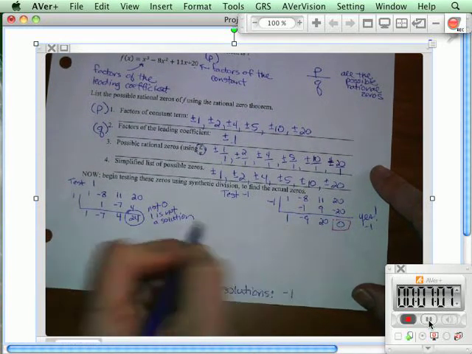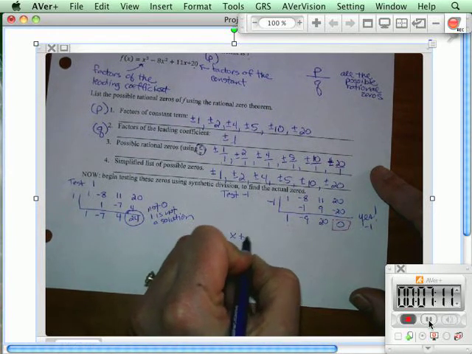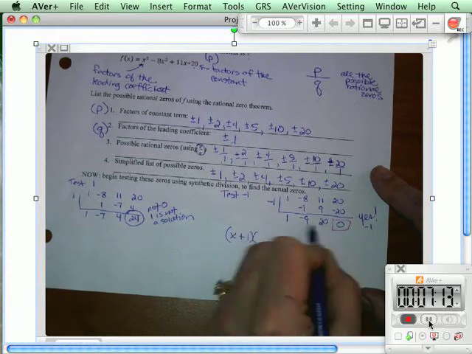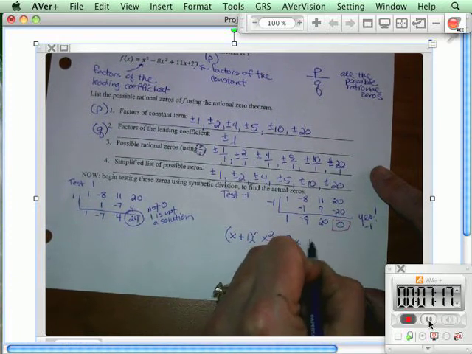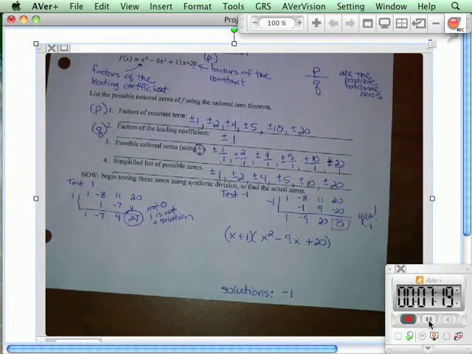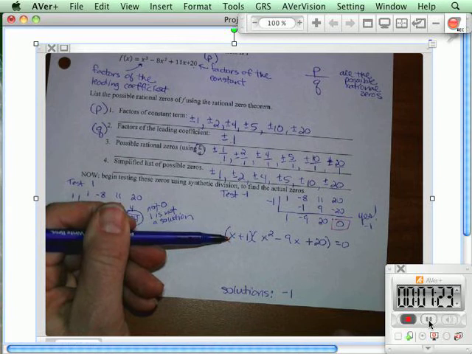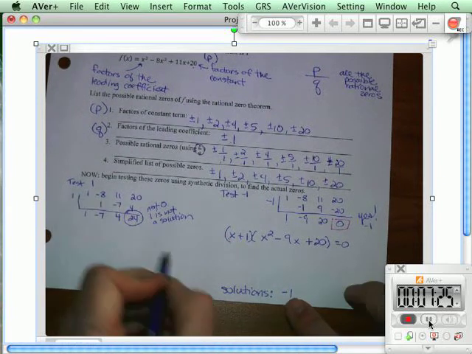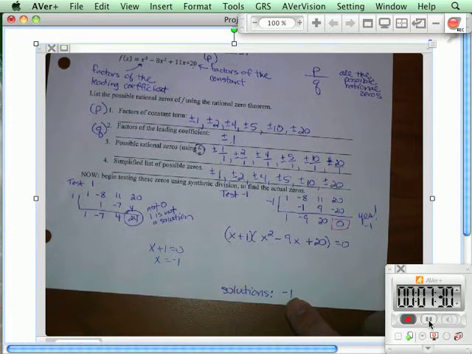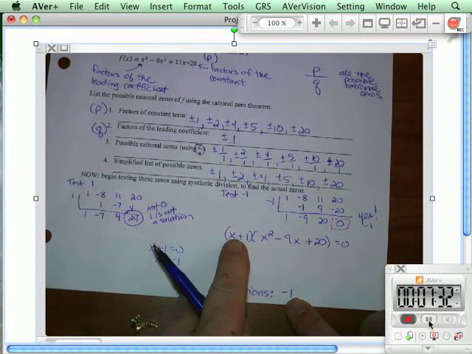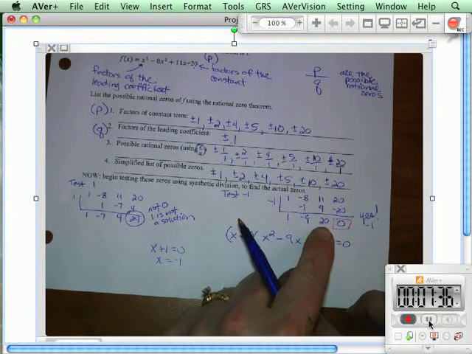-1 is a solution, which means as a factor it's going to be written x plus 1. And then I'm going to write this trinomial here, x squared minus 9x plus 20, and all of that equal to 0. Now remember, this is the factor for this solution, because if I was to set that equal to 0, it would equal -1. So I just wrote that as a factor there. And then I wrote what I had left here as a trinomial.